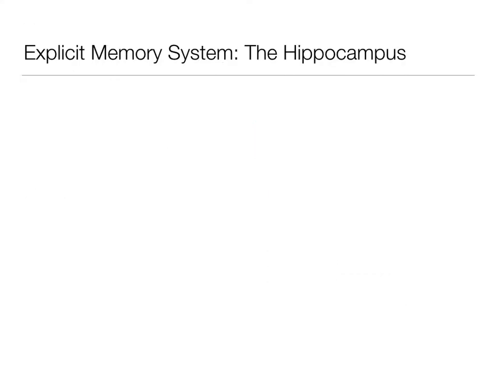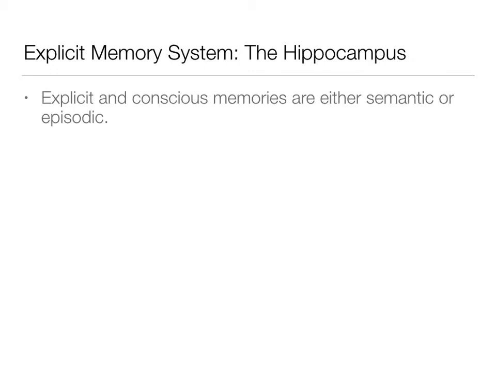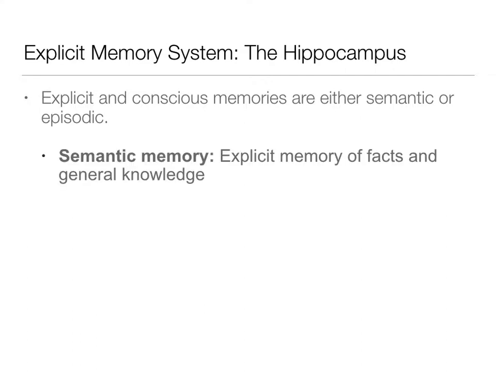Okay, so explicit memories first, the hippocampus. The hippocampus is really involved in both explicit and conscious memories. These can either be semantic, and this is the kind of stuff like education, right? The stuff we learn in education would be those semantic memories. So facts and general knowledge, when you memorize a definition, when you learn what explicit memory is, when you learn what semantic memory is, that's a semantic memory.